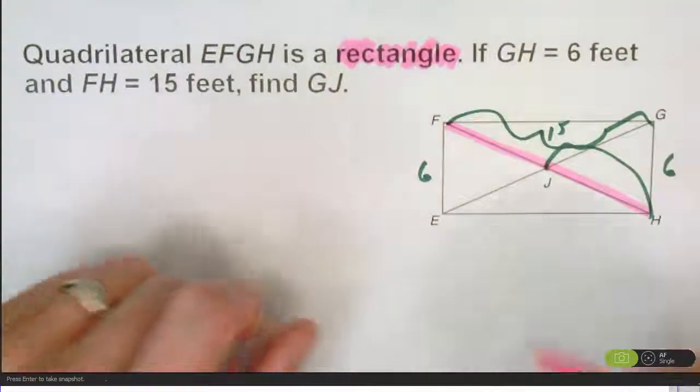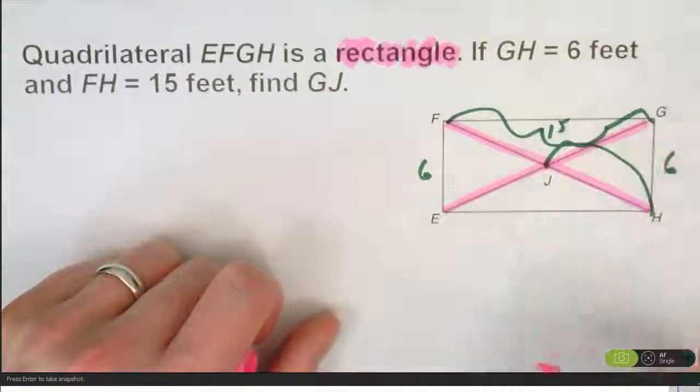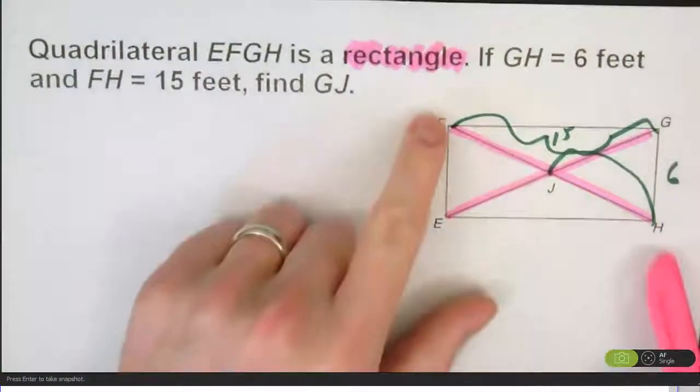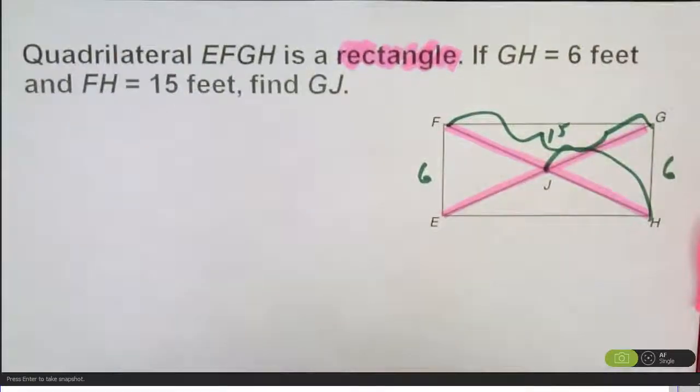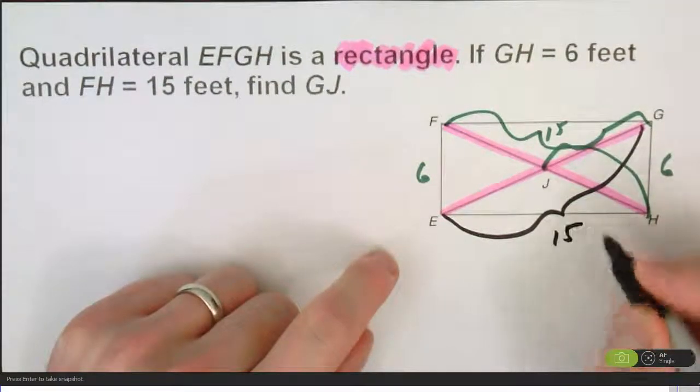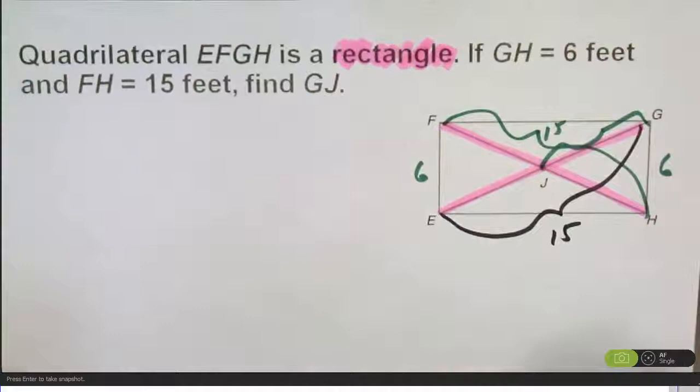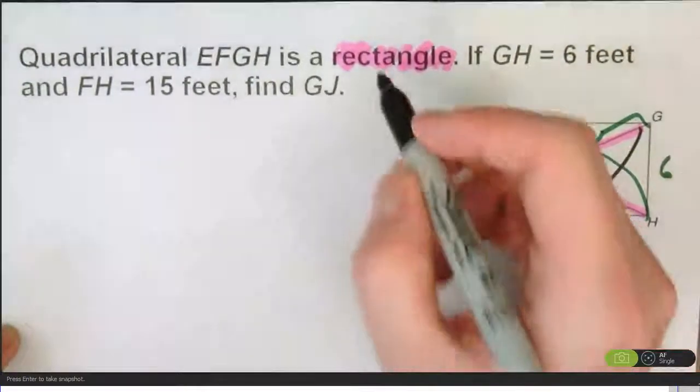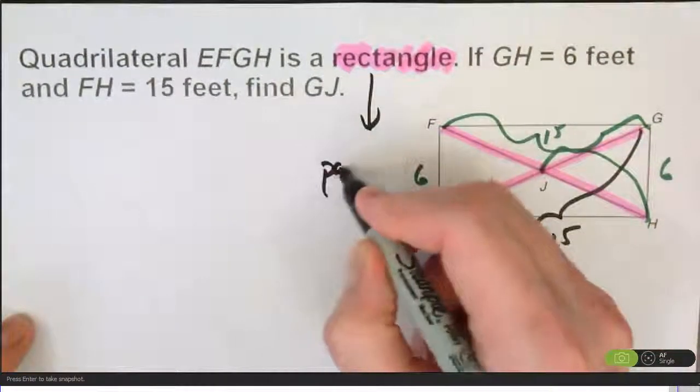If you're a rectangle, your diagonals are congruent. Okay, so if FH is 15, that means GE is 15. Okay, that's the theorem because it's a rectangle. Now because it's a rectangle, it's also a parallelogram.